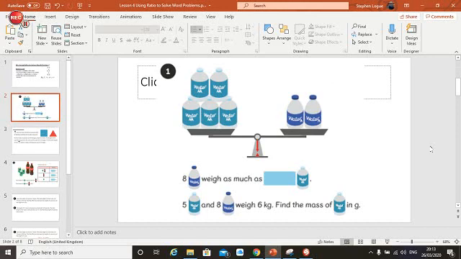5 light blue water bottles weigh the same as 2 dark blue water bottles. 5 light blue water bottles and 8 dark blue water bottles weigh 6 kilograms. Find the mass of a light blue water bottle in grams.